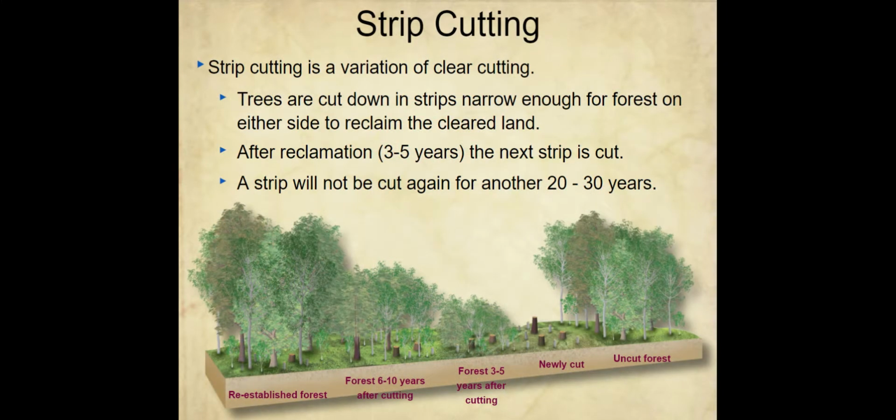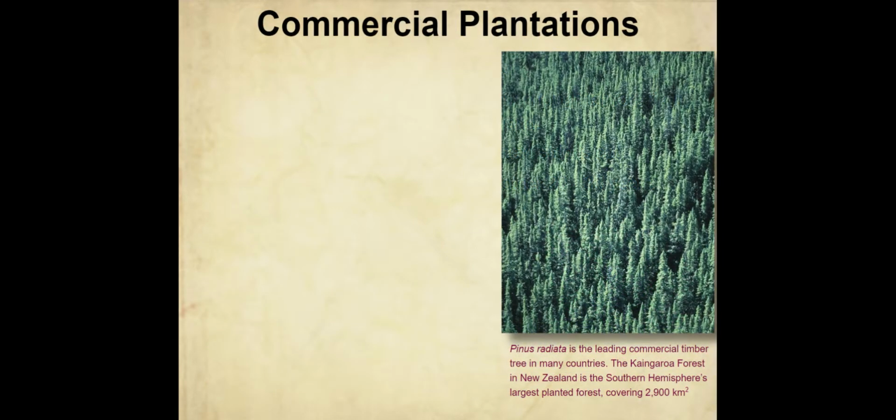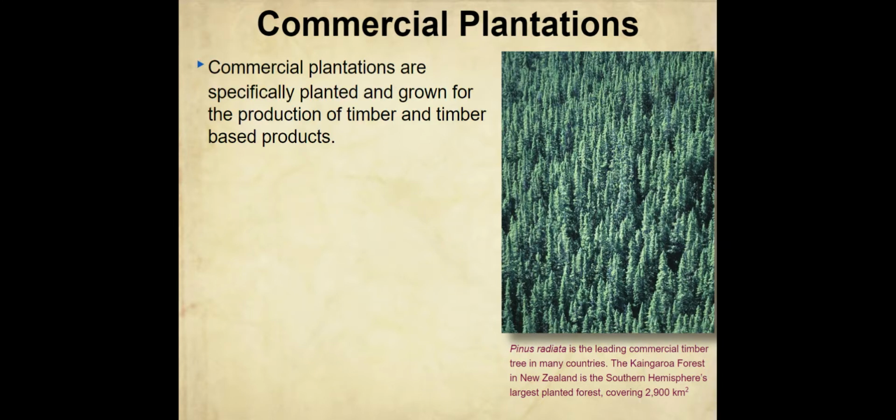All right. So strip cutting is a variation of clear cutting. The trees are cut down in strips narrow enough for forests on either side to reclaim the cleared land. Okay. So after reclamation of 3 to 5 years, the next strip is cut. So you let these trees grow for 20 to 30 years to mature, and then you can cut that area again.